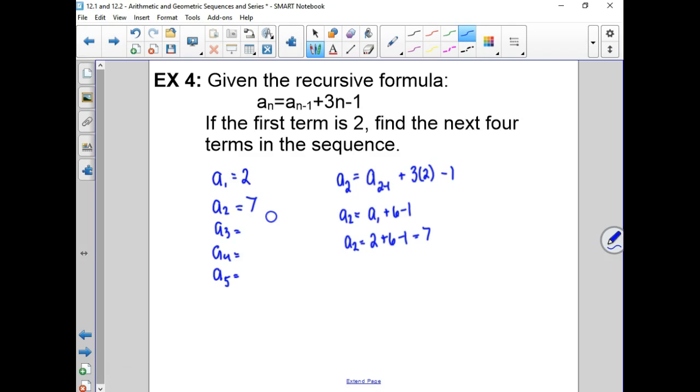Next, I would find a sub 3. So when I find a sub 3, I'm replacing all of my n's with 3. So I've got a sub 3 minus 1 plus 3 times 3 minus 1. So in this case, a sub 3 minus 1 is a sub 2. And that'll be plus 9 minus 1. And a sub 2 we just found on the last problem, so that'd be 7 plus 9 minus 1. So that gives us 16 minus 1, and we get 15 for a sub 3. And we would just continue this pattern.